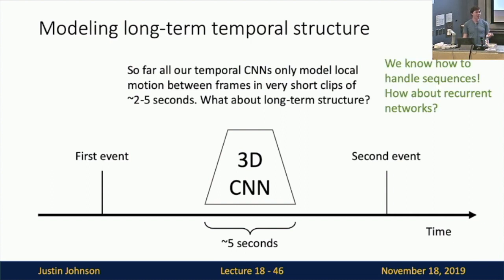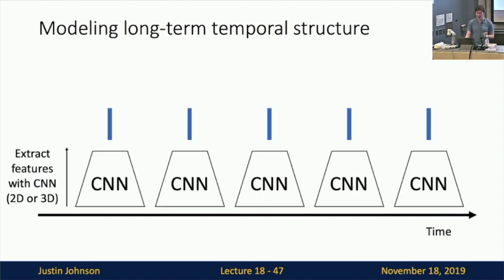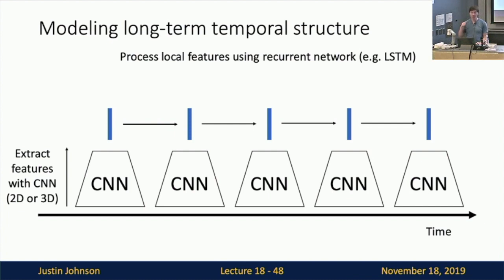But it turns out we've already seen one type of neural network architecture in this class that lets us deal with very long-term sequence information, and that's recurrent neural networks. So why don't we combine these two ideas? Here the idea is that we'll have our video stream in time at the bottom. We'll apply some kind of CNN, either a 2D CNN or a 3D CNN, to extract local features at every point in time. And then we'll use some kind of recurrent neural network architecture to fuse information temporally given the outputs of these independent CNNs.